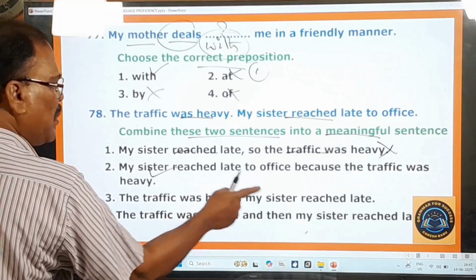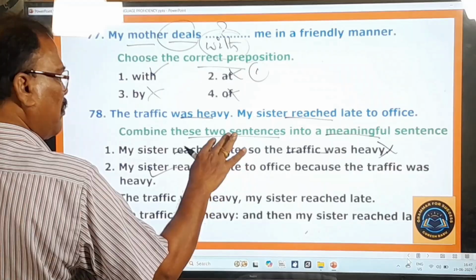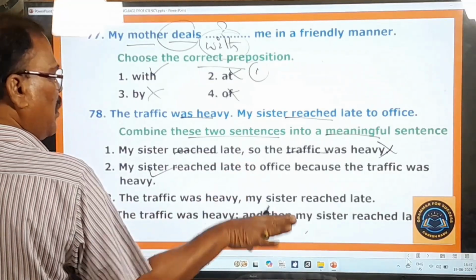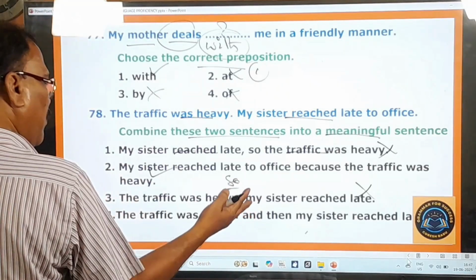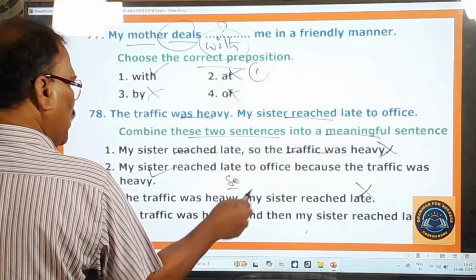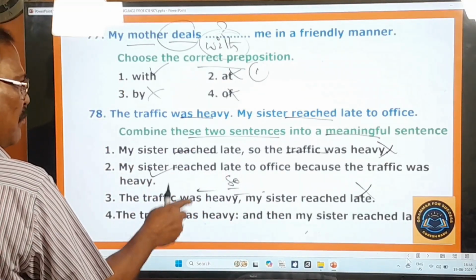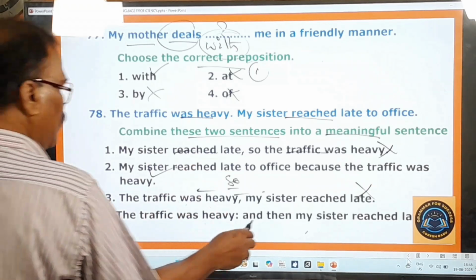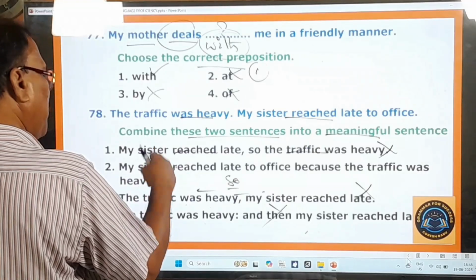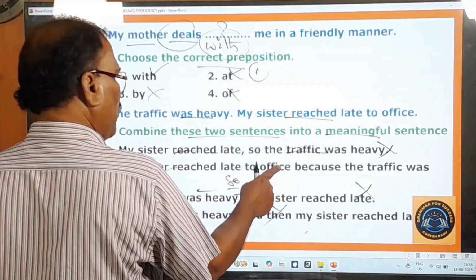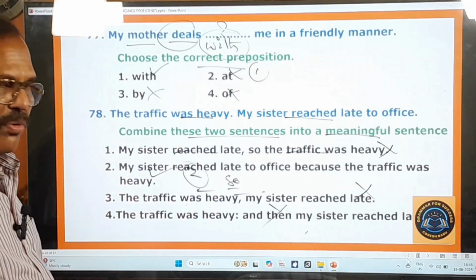The traffic was heavy, my sister reached late. So here two sentences are just separated by a comma, but no conjunction is used. No, it is meaningless. Had there been so or therefore, then you should say that's the correct one, but no conjunction is used between these two statements. That's why that's wrong. The traffic was heavy, colon, and then my sister reached late. No, the colon is not used. So here the first one, third one, fourth one are wrong, and the second one is absolutely correct. My sister reached late to office because the traffic was heavy. The second one is the right one. And now you move on to other questions.